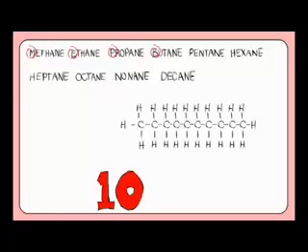Following butane, you could relate the names to that of polygons. For example, heptane has 7 carbons, and a heptagon has 7 sides.